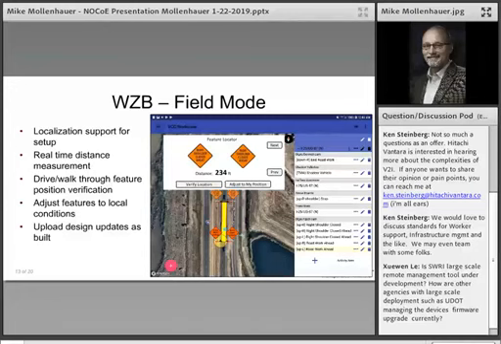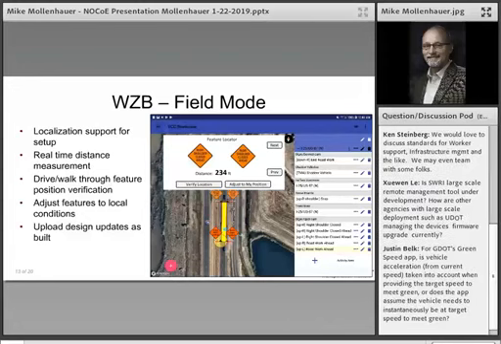The field mode then is another kind of mode for the device. With its GPS, you can take it out into the field and use it to help localize where you want to set up the work zone, including where sign placement should be, where the beginning and end of the taper is, all those kinds of features. So as you drive through, it'll give you a countdown of distance to where that feature should be located, and you can use it to measure distances. You can use it to position individual types of features of the work zone itself.